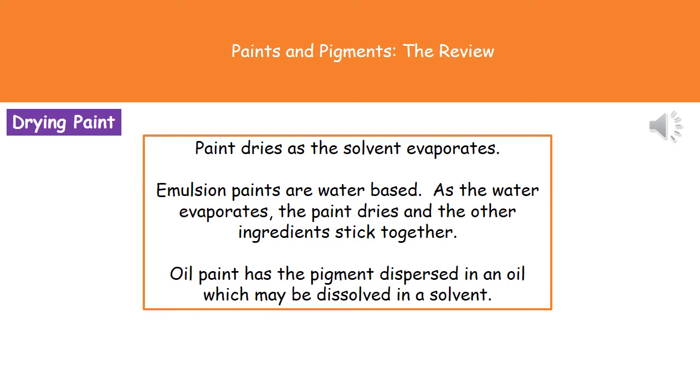The oil paint is slightly different because oil paint has the pigment dispersed in an oil, which may also be dissolved in a solvent just to make it that little bit thinner.